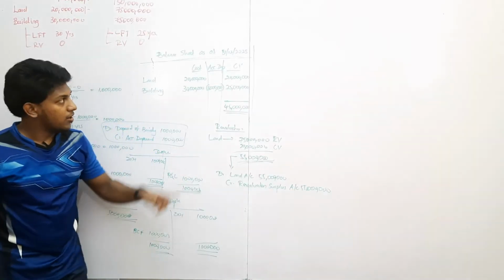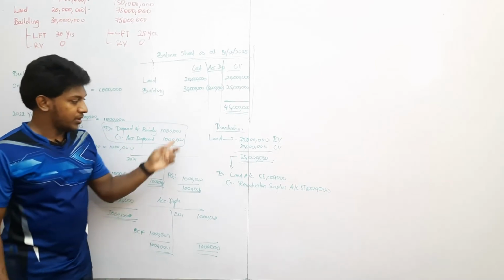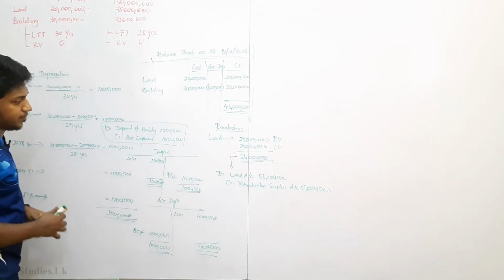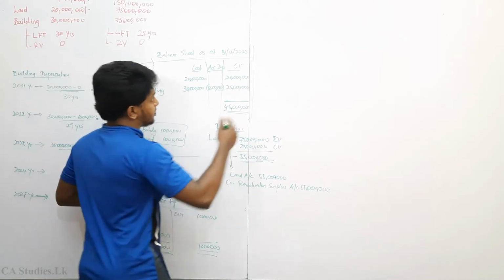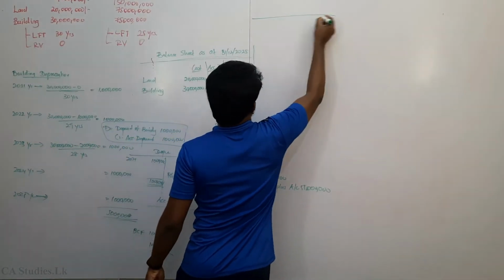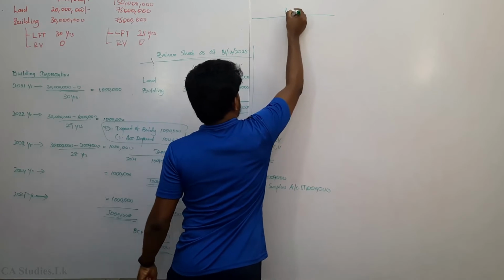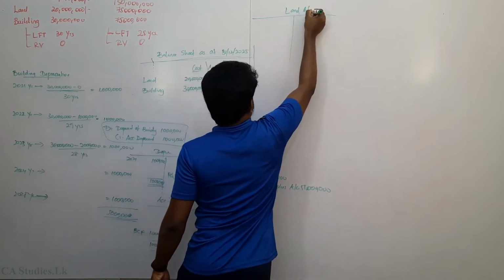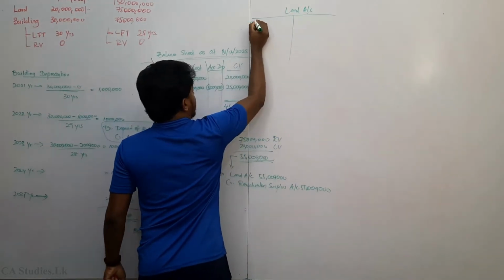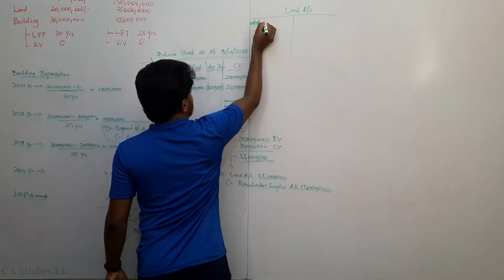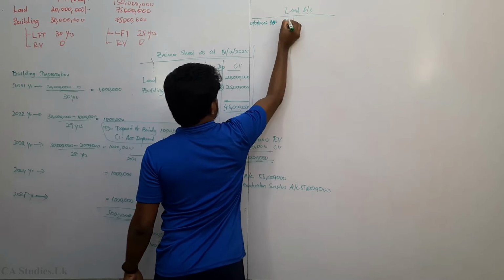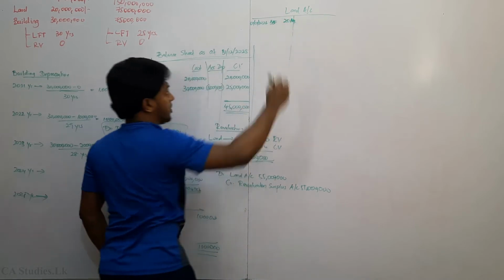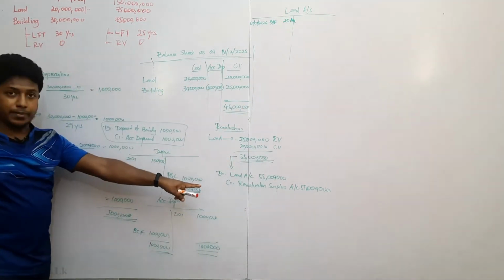Keep in mind, it is only one day late, so this is the first day of revaluing. The land account will be like this. On 1st January 2026, the balance brought forward of land is 20 million. So revaluation takes place here.